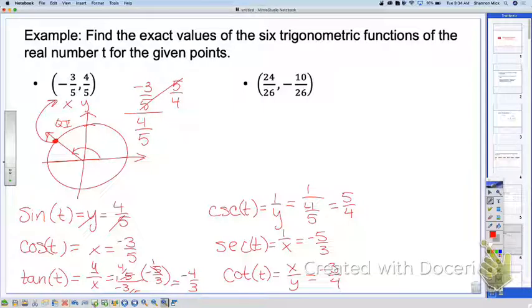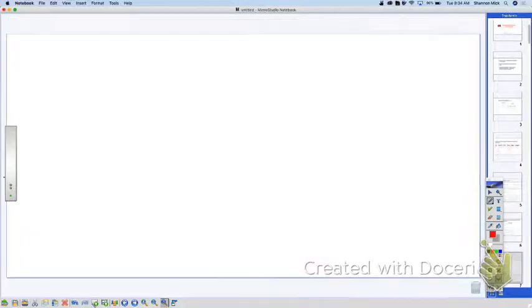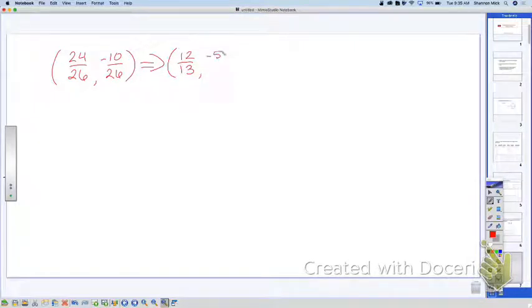So it was 24/26, negative 10/26. Do you simplify them first? Yeah, we can simplify them. That'd be in the fourth quadrant. Okay, you want to simplify them first? Yes. So 12 over 13 and negative 5 over 13.